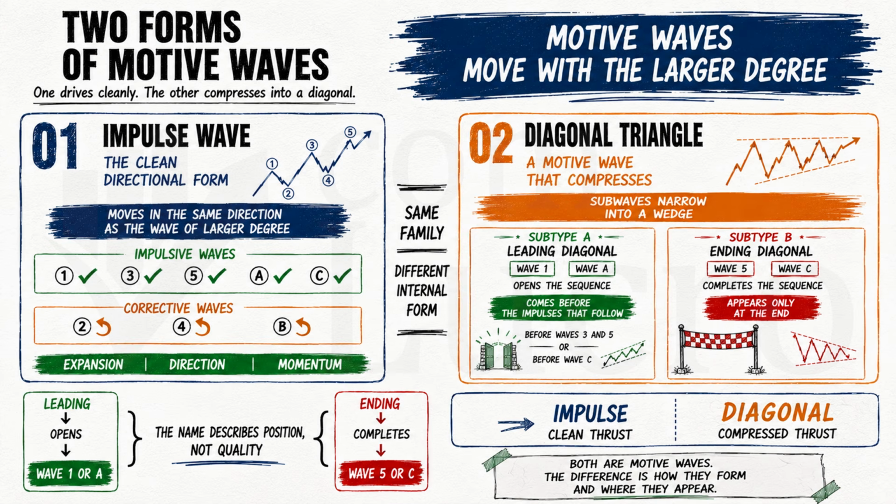of a clean thrust. It comes in two variations, leading and ending, and those names describe only position, where the diagonal sits in the cycle. A diagonal forming in wave 1 or in wave A is a leading diagonal because it opens the sequence, coming before the impulses that follow, waves 3 and 5 inside an impulse, or wave C inside a correction. The ending diagonal does the opposite. It completes the wave of the next higher degree and appears only in wave 5 or in wave C.